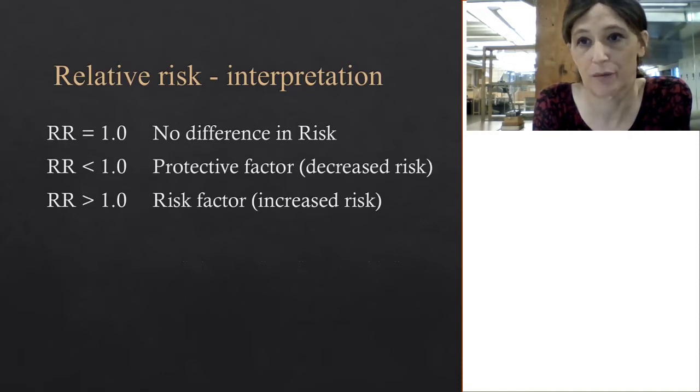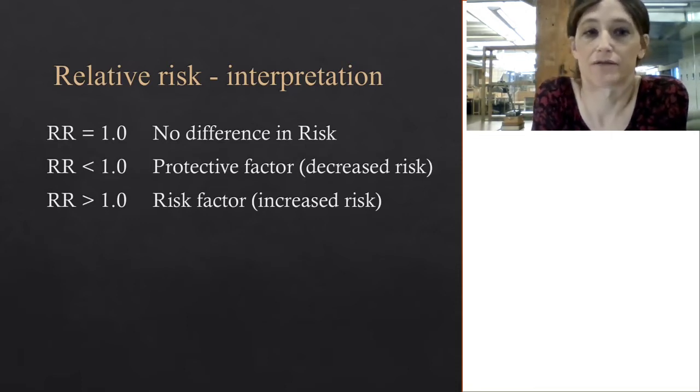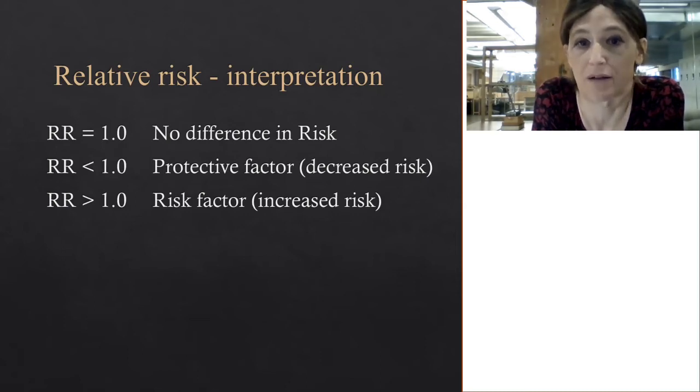So the way we interpret a relative risk is that when the value equals 1, we would say that there's no difference in risk. They're equal. The ratio of one risk to another is 1. Okay? So not 0, but 1. For relative risk, that equals no difference. A relative risk of less than 1, we would call that a protective factor, or it actually decreases your risk.